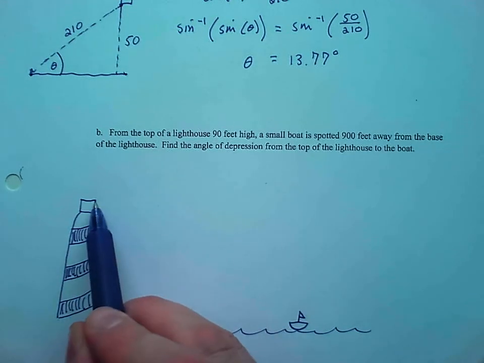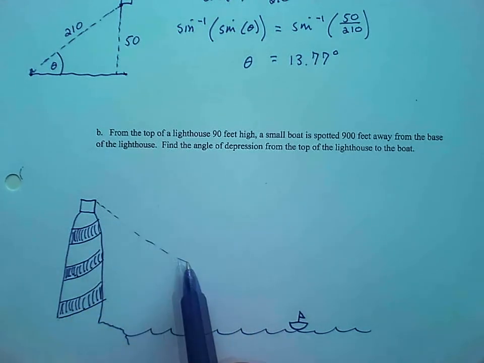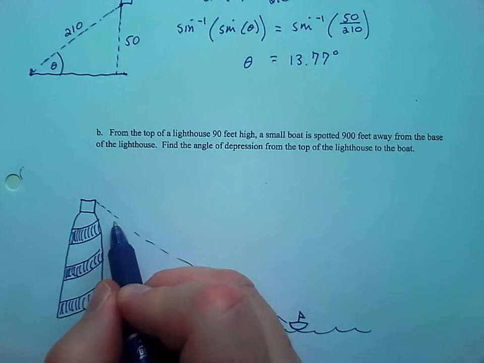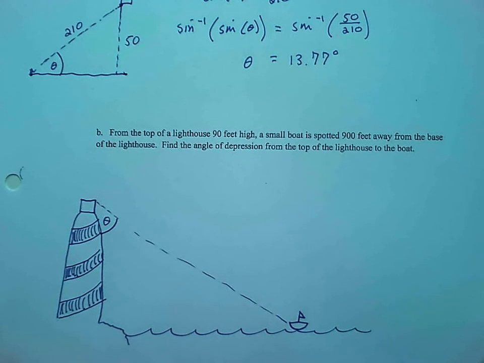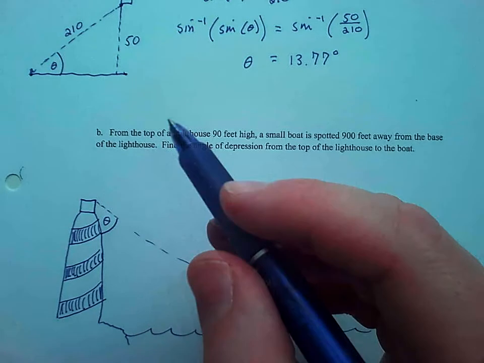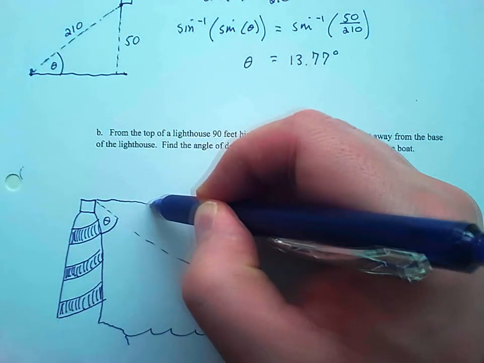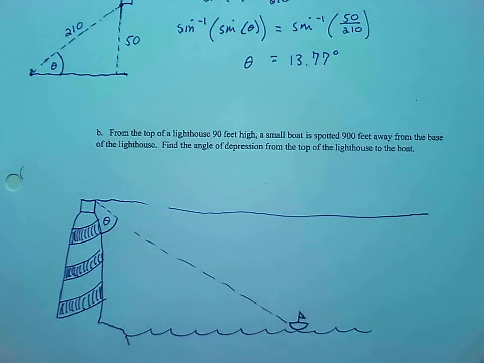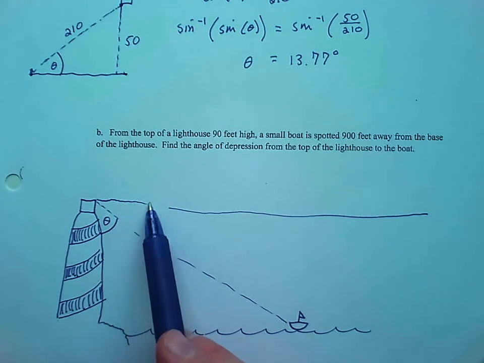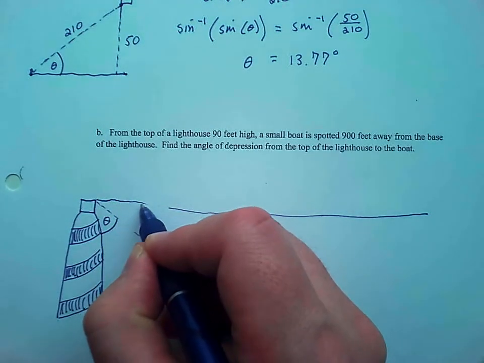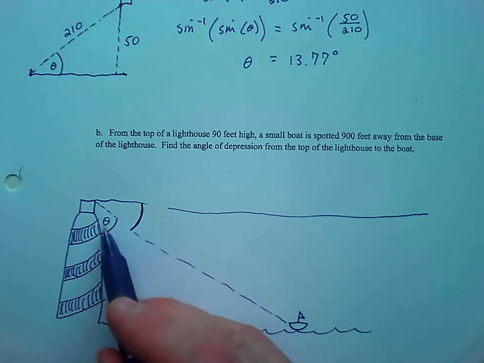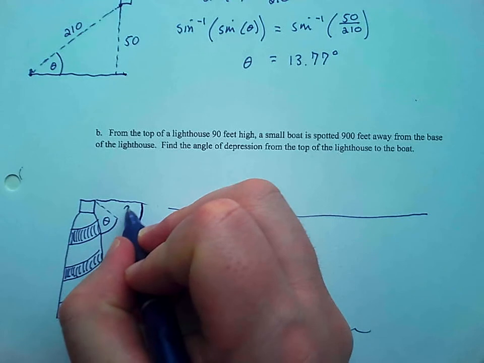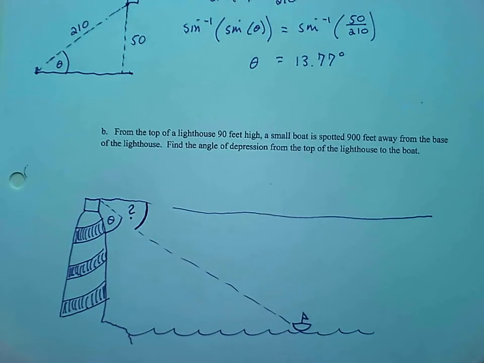Alright, anyways, so here we go. We have the angle of depression from the top of our lighthouse to our boat. And remember that the angle of depression is this angle right here. Well, more specifically, let me backtrack on that. The angle of depression is from the horizontal down. So technically speaking, this right here is our angle of depression. I'm sorry, I misspoke before. Theta is not our angle of depression. This right here is our angle of depression.